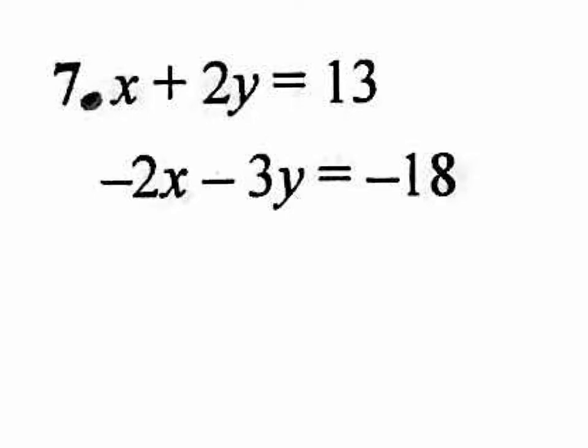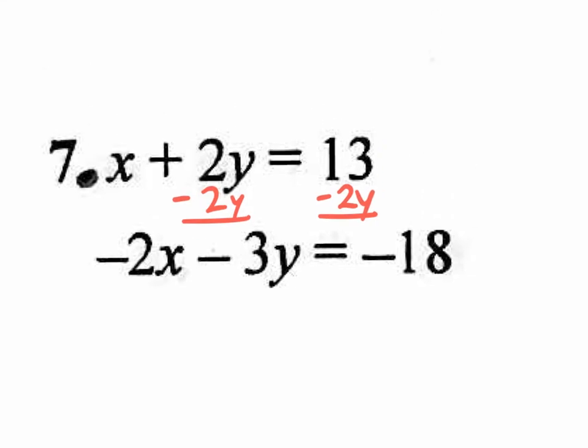Number 7, what letter do you think would be the easiest to solve for? X, definitely. And on which one, the top or the bottom? The top. So this x is almost by itself. All I have to do is get rid of the plus 2y. So if I got rid of that plus 2y by subtracting 2y, and what you do to one side, you do to the other side, you're going to have a new equation. And that new equation reads x equals negative 2y plus 13. Are you with me?